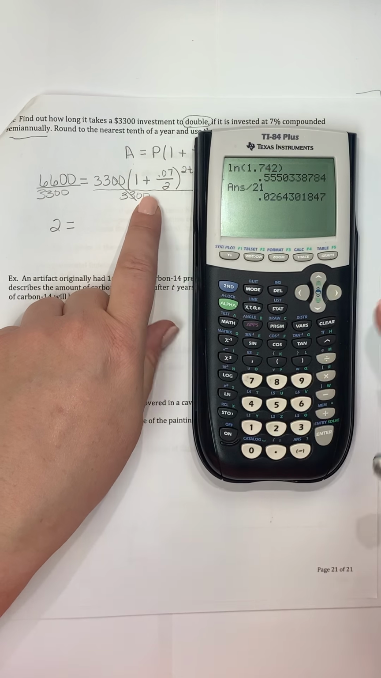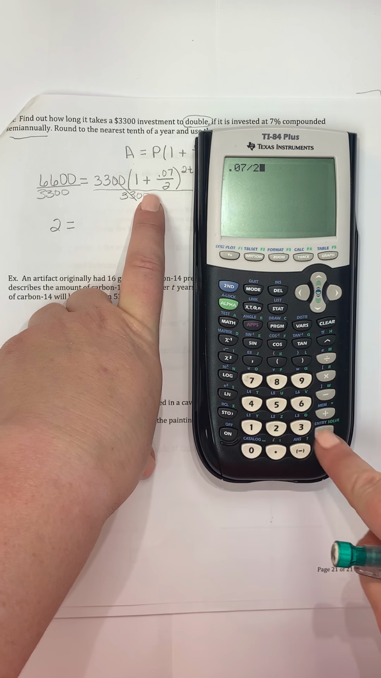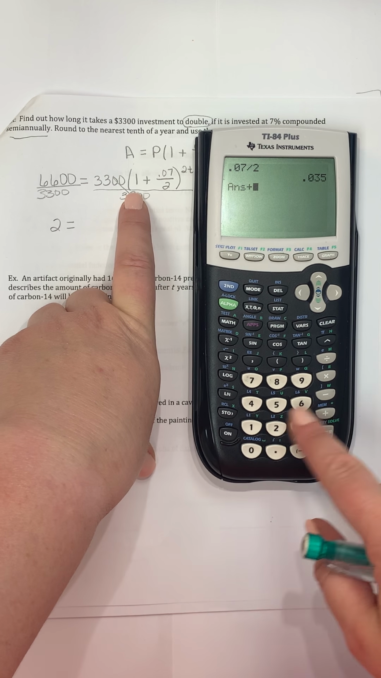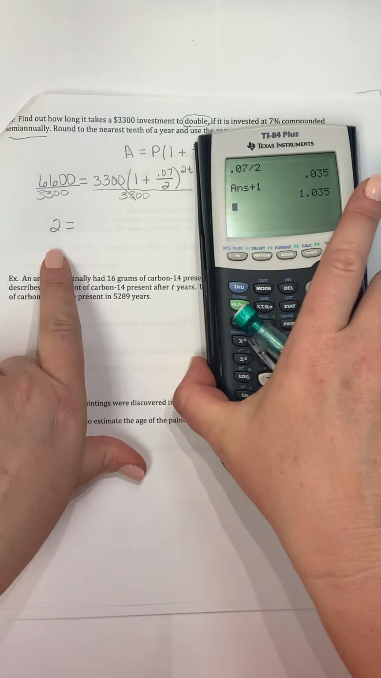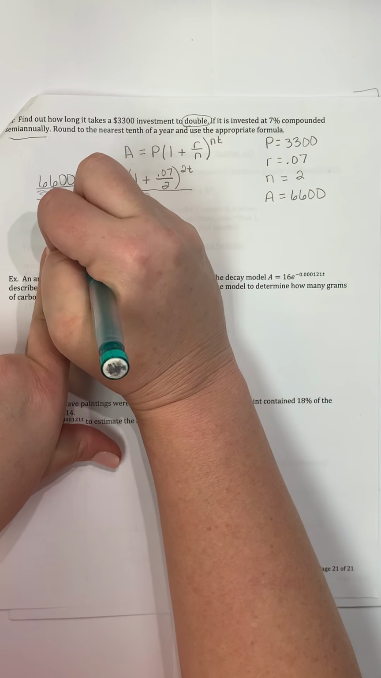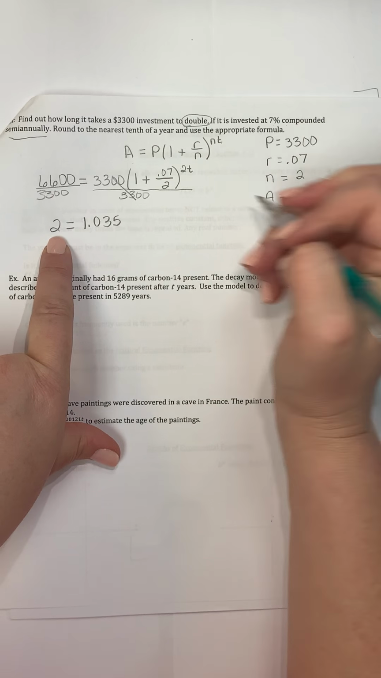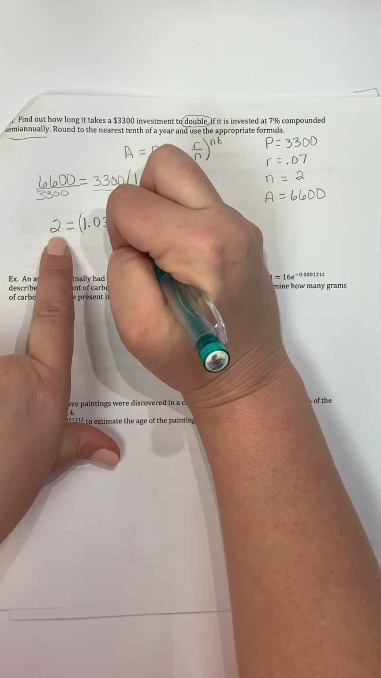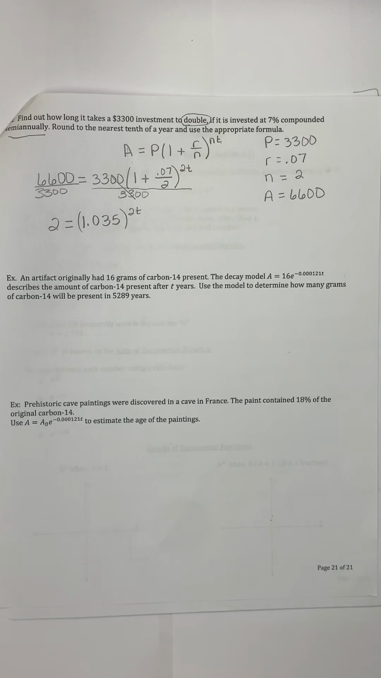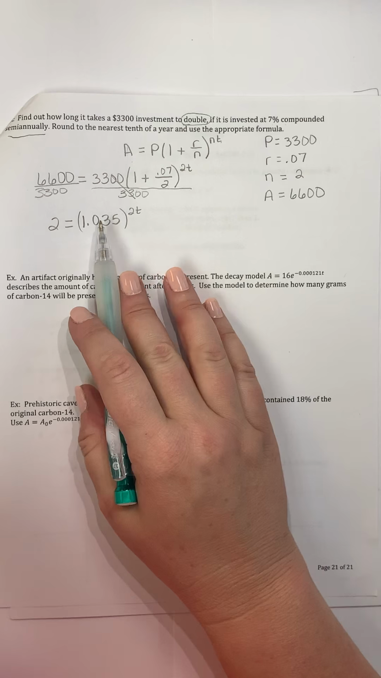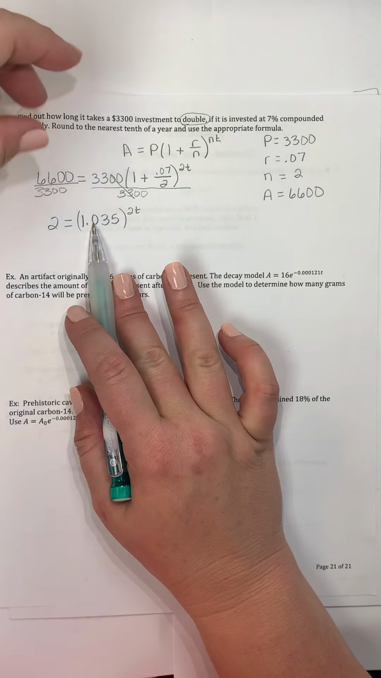Then I'm going to do this all at once in my calculator. So here we go. I'm going to do 0.07 divided by 2, and I'm going to add 1 to it, 1.035. Okay, 1.035, and this whole thing is being raised to the 2t. All right, well, we simplified it. Look what else we did. We have an exponential equation.